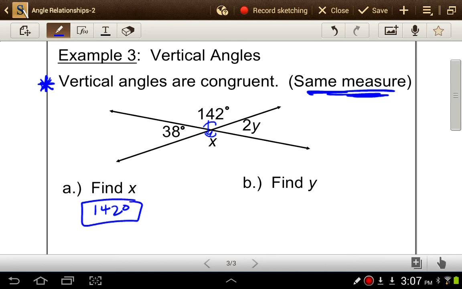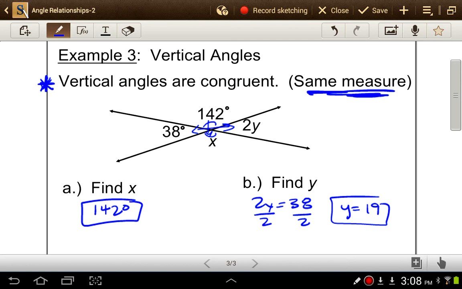Now for B, we're going to have some work, because the vertical angle for this one is 38 and 2y. So that means they're equal to each other, so I'm going to do 2y equals 38. Now I have to solve it. It's a one-step solve. Divide by 2. Because I'm multiplying, I divide by 2 to both sides, so I get y equals 19. So y equals 19 for that example, which would also be 38 degrees, but y equals 19, and I asked you to find y. And that is how you do vertical angles.